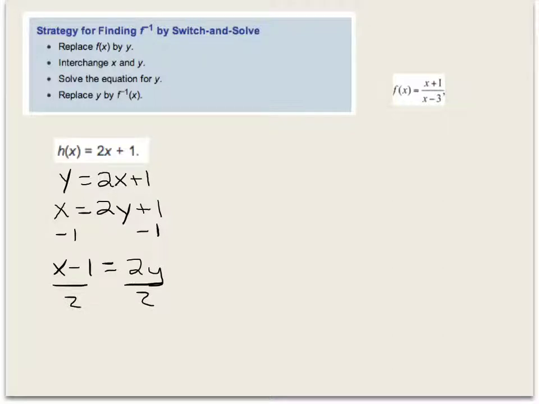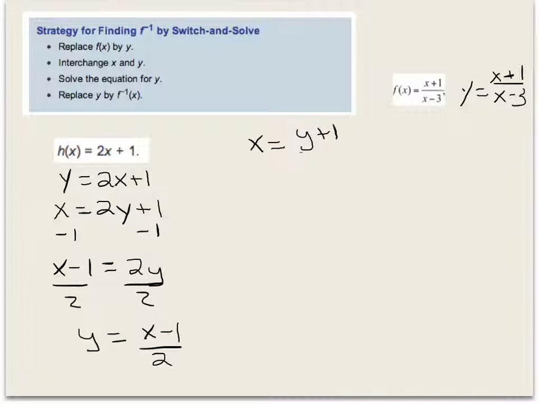Divide by 2. So the inverse function of 2x plus 1 is x minus 1 over 2. If I compose those functions, put one inside the other, they would cancel each other out. Just so that we can do one that's a little bit harder, we're going to do the same thing here. First, we're going to change f of x to y. Now we're going to switch all the x's and the y's. So we're going to do x equals y plus 1 over y minus 3.